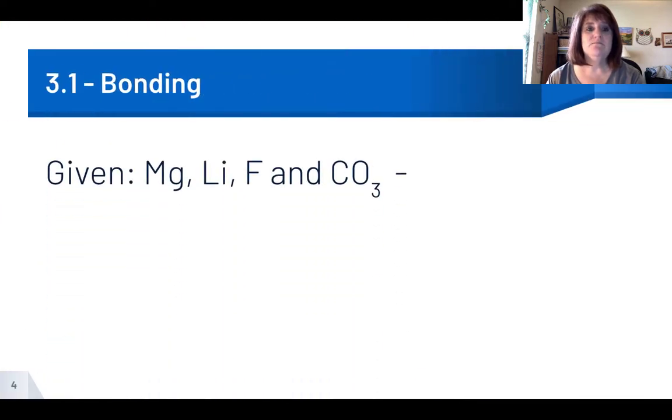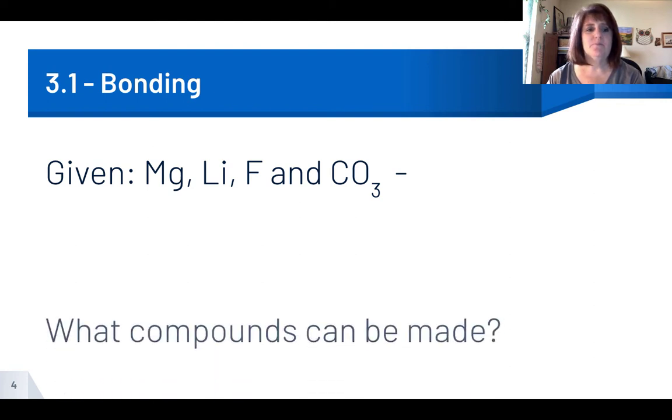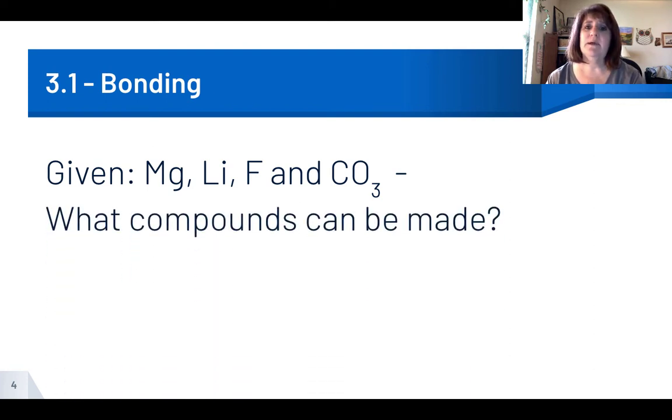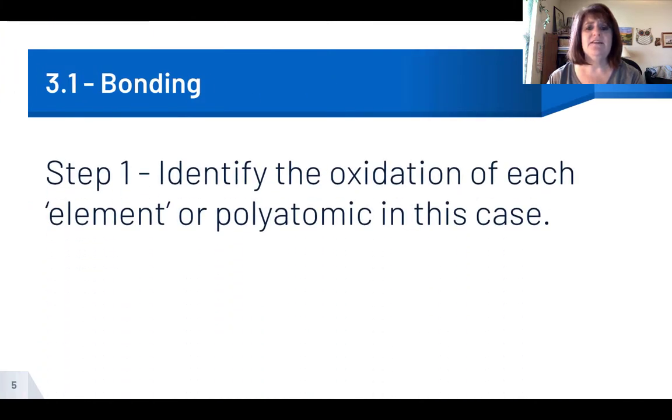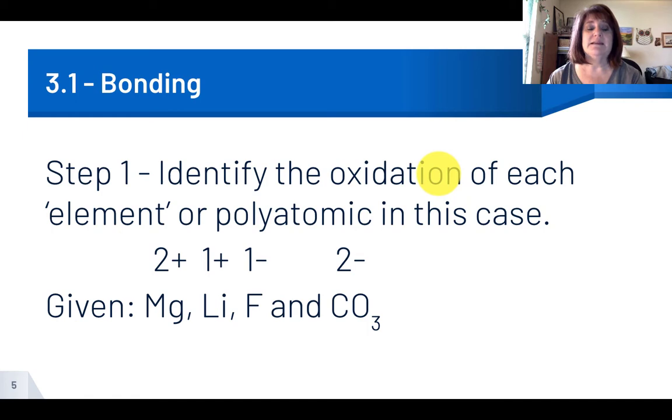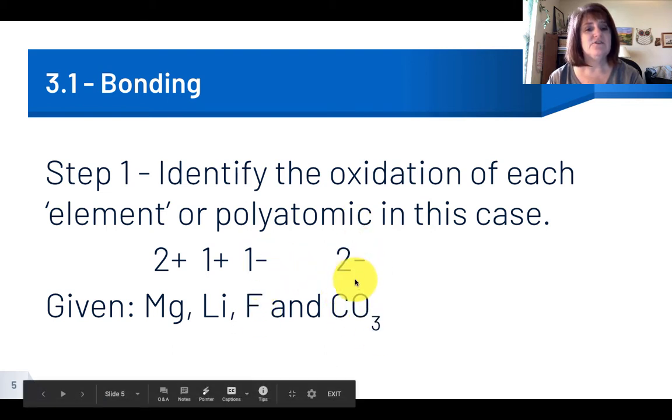Also, remember that covalent compounds combine two non-metals. So, given Mg, Li, F, and CO3, what compounds can be made? Well, step 1, identify the oxidation number of each element, or the polyatomic in this case, and you will find that magnesium is a 2 positive, lithium is a 1 positive, fluorine is a 1 negative, and carbonate is a 2 negative, straight from your periodic table and your polyatomic sheet.